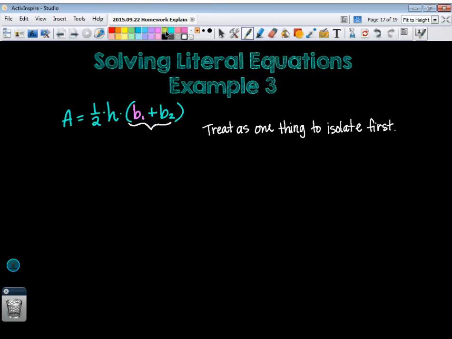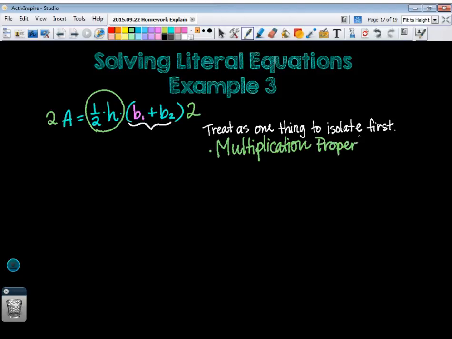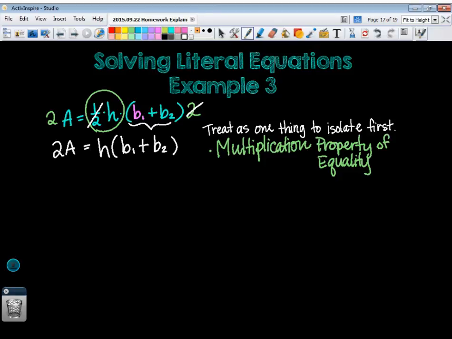So we want to get rid of these factors before we do anything here. In order to get rid of the factor 1/2, we want to multiply by its reciprocal, 2. Whatever we do to one side, we must do to the other side of the equation. We just used the multiplication property of equality. The reason we do that is so that 2 times 1/2 equals 1. 2 over 2 cancels to 1. So we're left with 1h times the sum of b1 and b2 over here on the right side of the equation. And on the left, we have 2 times a.